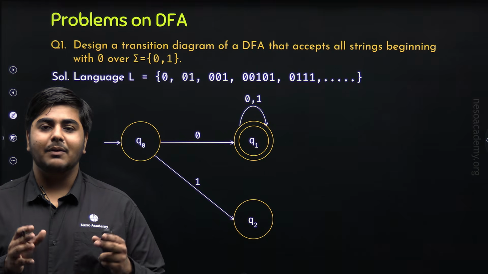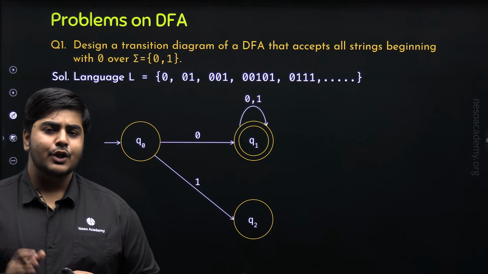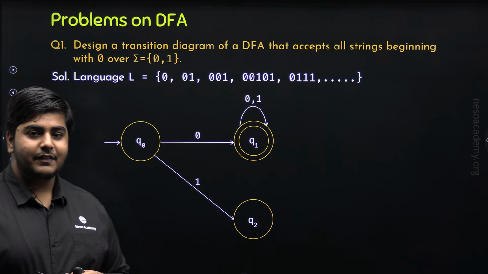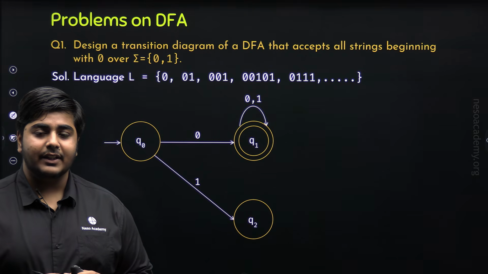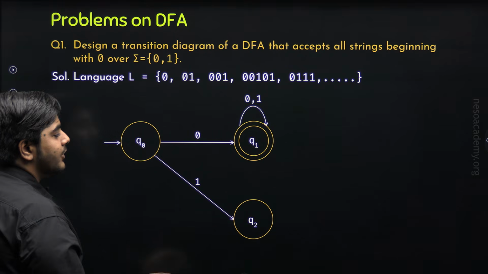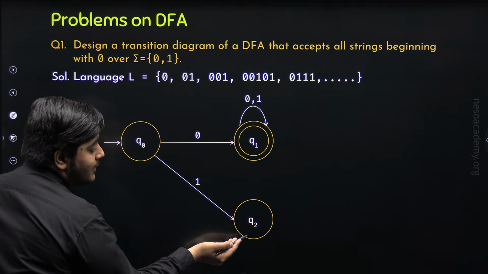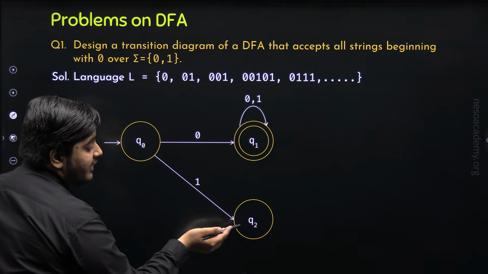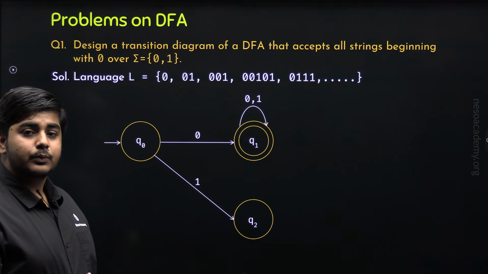Now I think we have completed all the 3 steps of designing a DFA. So do you think this is a valid DFA? No, it is still not a valid DFA. Though we have completed the transitions for the state Q0 and Q1, we also have the state Q2, and we have still not completed the transitions for the state Q2.